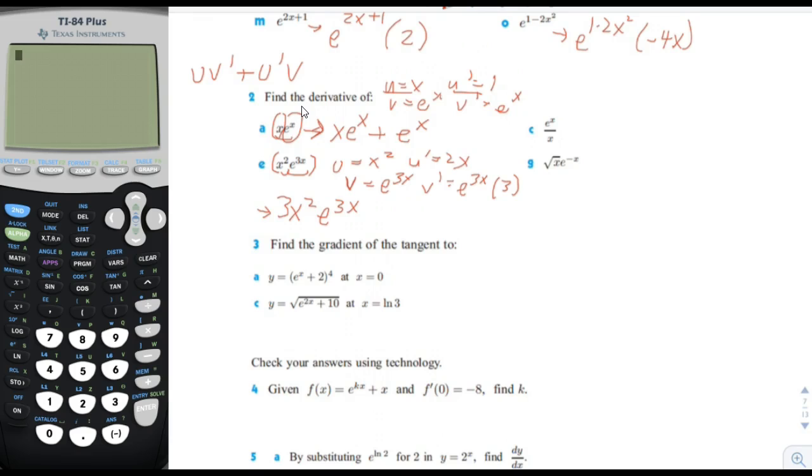Put the 3 out the front because that looks nicer. Plus u dashed, which is 2x, times v itself, which is e to the 3x.